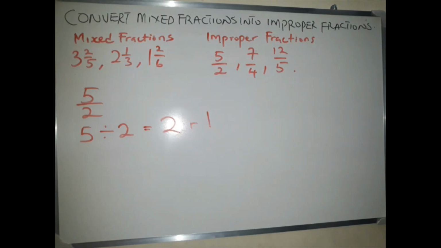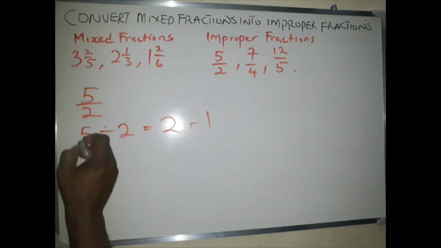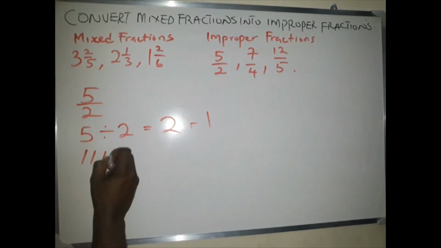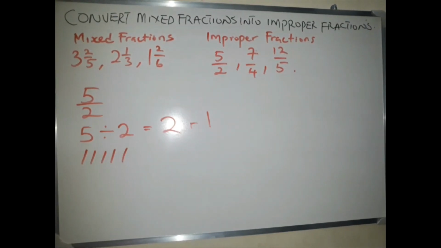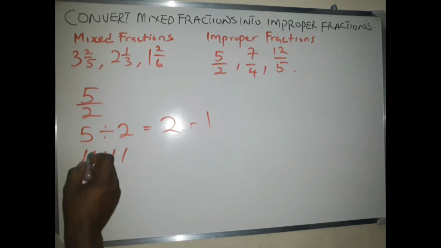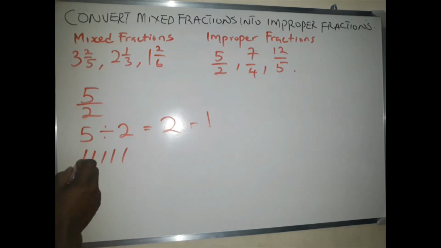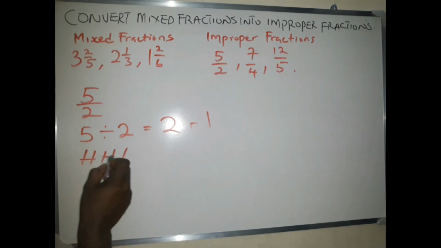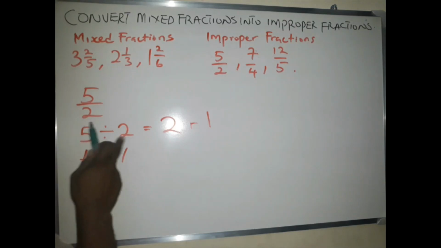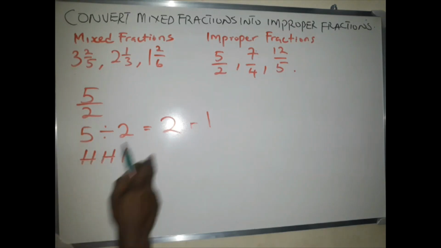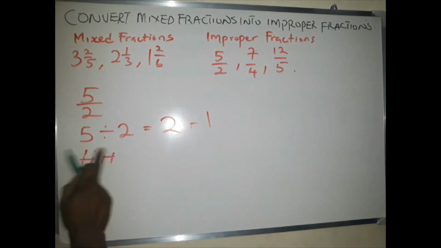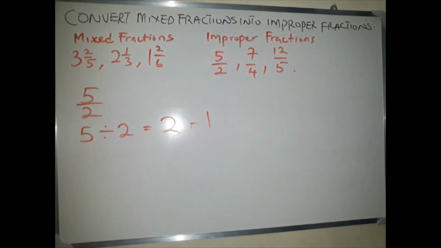So now, if you have 5 as your numerator, you can count it like this. This is 5. And you want to divide it by 2. You're going to group it 2 by 2. 1 and 2. So 5 divided by 2 will give you 2 groups, remainder 1, which is what we have here. Now you have 2 remainder 1.